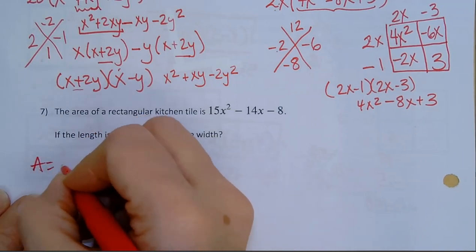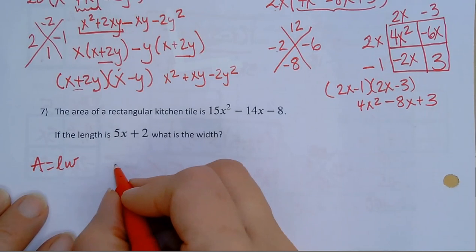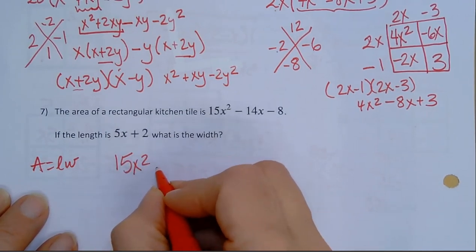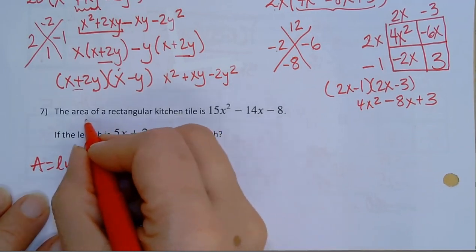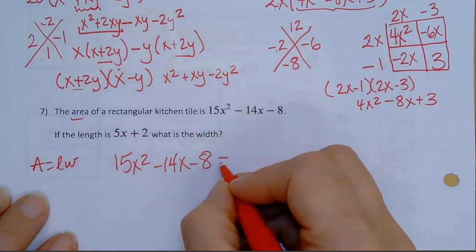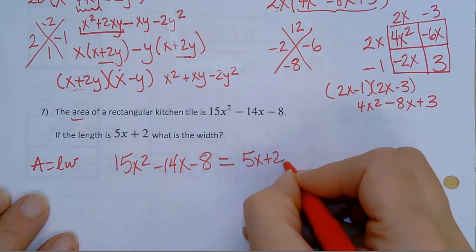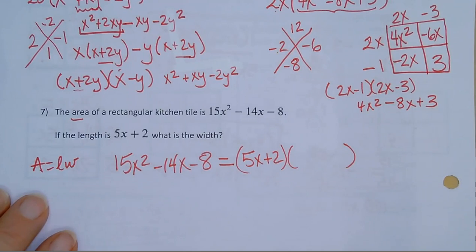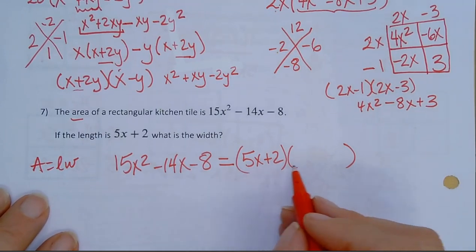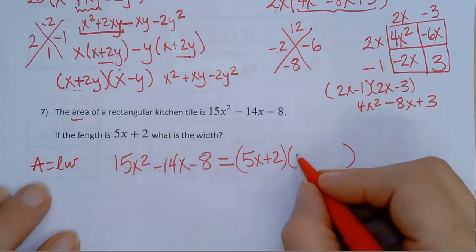You know, area of a rectangle is length times width. So we know our area is 15x squared minus 14x minus 8. That's our area, because they told us area. It equals length times width. So it's going to be 5x plus 2 times whatever the width is. Well, we can figure this out, right? Because I know I'm going to multiply my first two terms, 5x times something, to get 15x squared. Well, the only thing I can do is 3x.